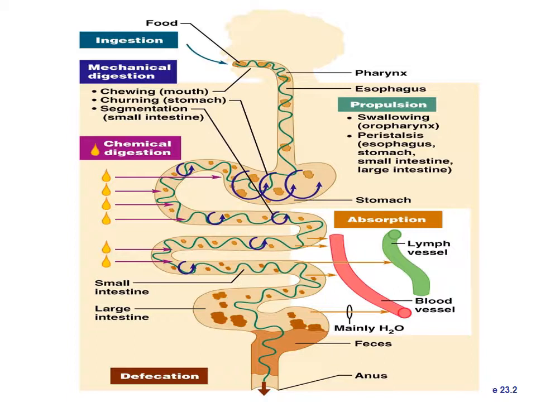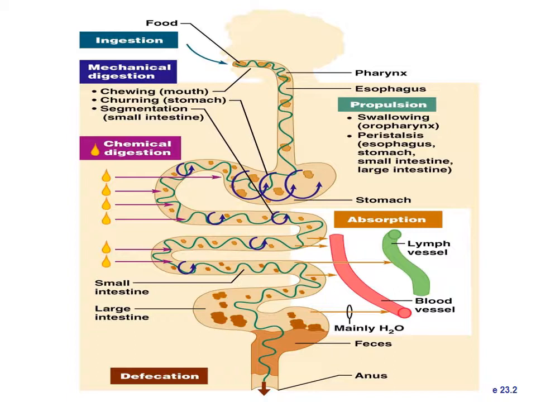Propulsion. Moving the foodstuff. So this happens throughout the canal. Note the organs on the diagram. Propulsion moves the foodstuff to the next organ in the canal and includes peristalsis, or wave-like contractions. Note, there is such a thing as reverse peristalsis. That's what happens when you vomit.